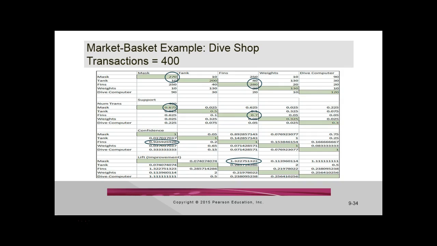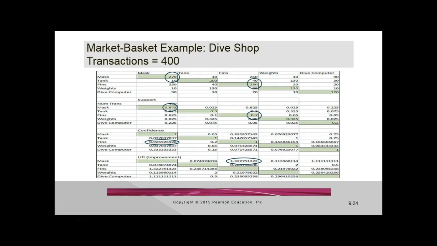That's the overall percentage of combinations of things that are bought together, like of the transactions, what percentage include these two items or this item. Confidence is a conditional probability. It's saying, given that this item is bought, what's the probability of this item being bought? So if we know a mask was bought, the probability that fins were bought is 92%.